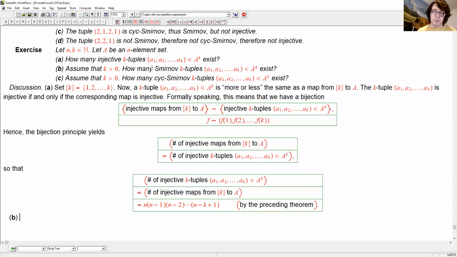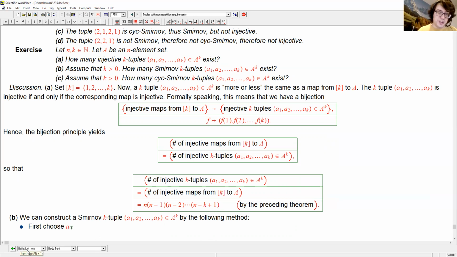Now, what about part B? What about Smirnov k-tuples? Of course, the number will be bigger because it's a weaker requirement. So here, it doesn't really help to reduce it to maps. Instead, we're going to just construct these Smirnov k-tuples. So we can construct a Smirnov k-tuple by the following method.